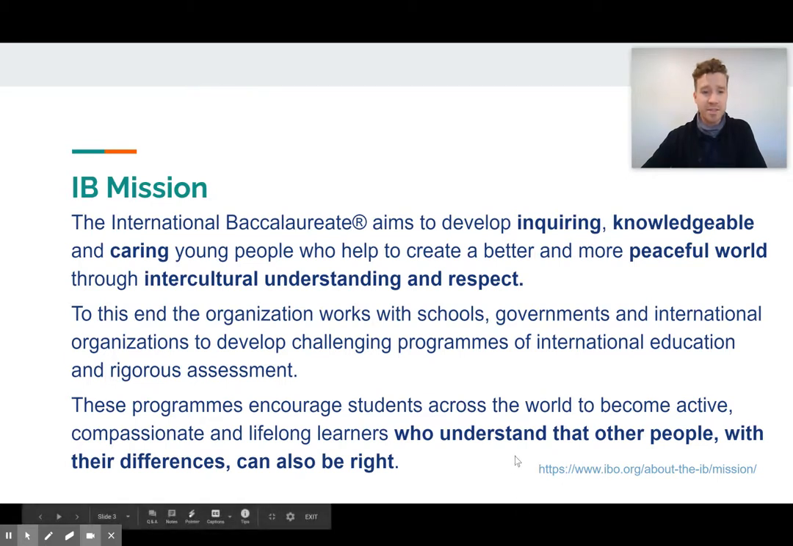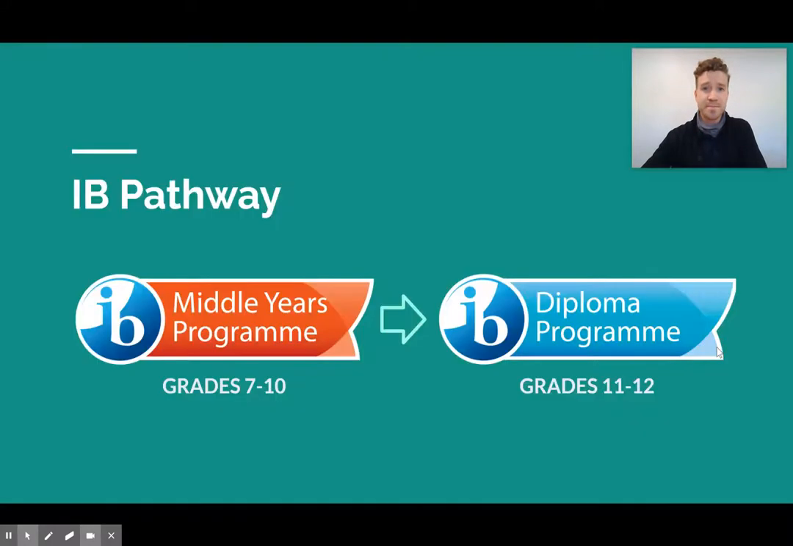If I can bring your attention to the third paragraph on the bottom. These programs encourage students across the world to become active, compassionate, and lifelong learners who understand that other people with their differences can also be right. What that means is that our students here at City, IB students, learn to communicate, and communication is most difficult when it's with others of differing perspectives or different opinions. Our students are able to converse effectively in such a setting, and that is something that's needed in this world.